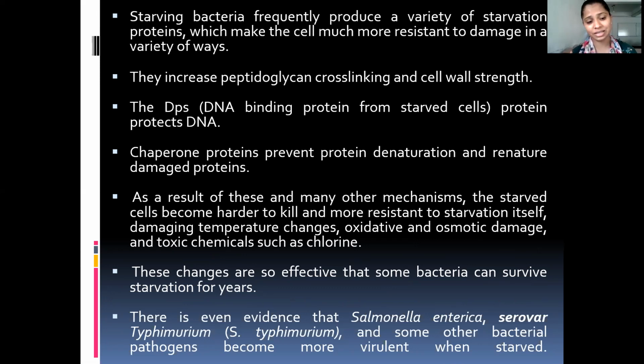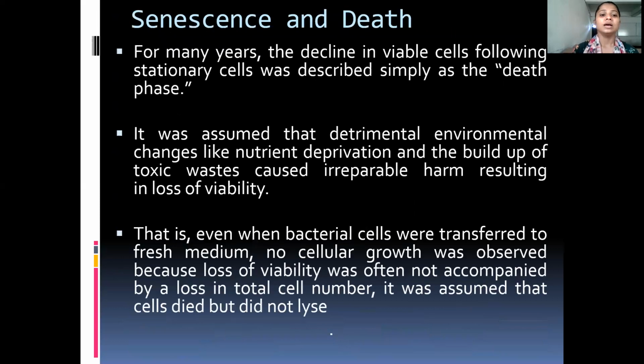Damaging temperature changes, oxidative and osmotic changes, and toxic chemicals such as chlorine. These changes are so effective that some bacteria can survive in starvation for years. There is even evidence that Salmonella enterica serovar Typhimurium and some other bacterial pathogens become more virulent when in the starvation phase.